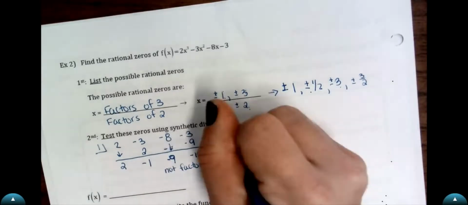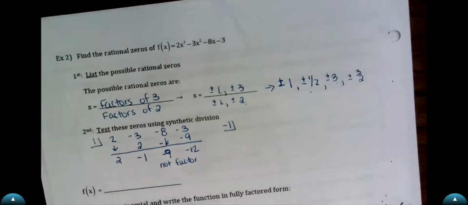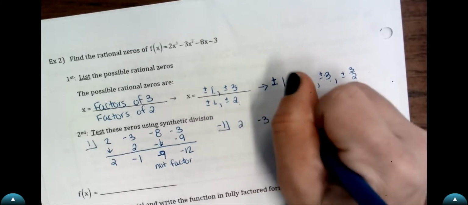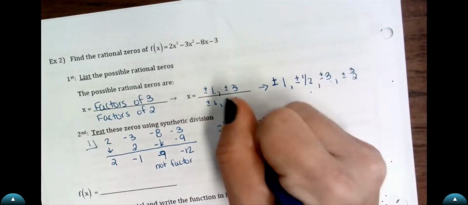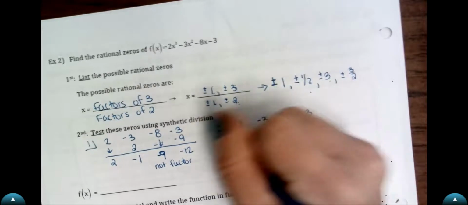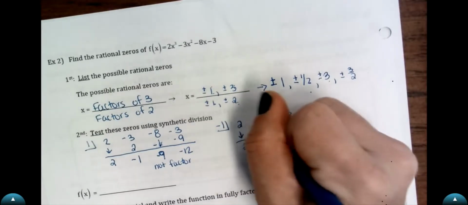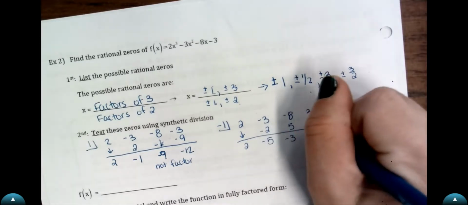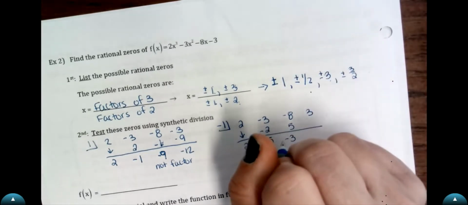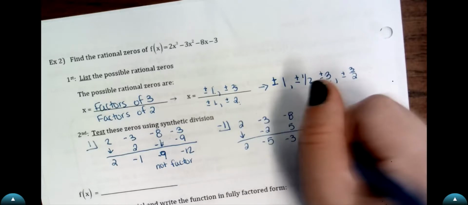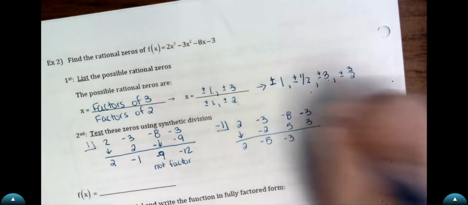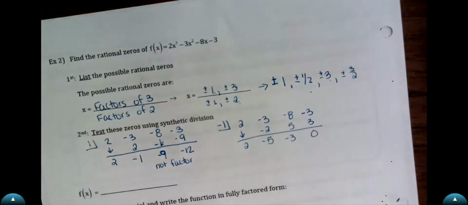Let's try negative 1. So I'm going to copy my coefficients again. Negative 2, negative 5, 5, 3. Oh, that should be negative 3 on the end. And 0. So we do have a factor.